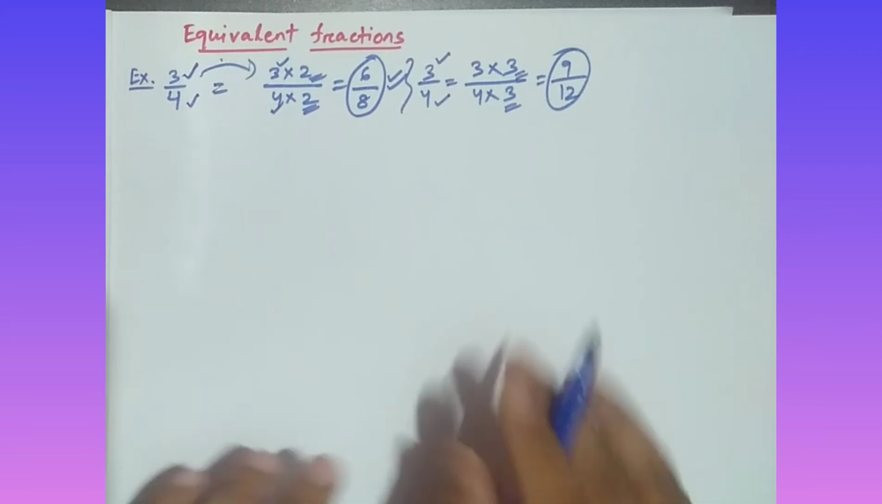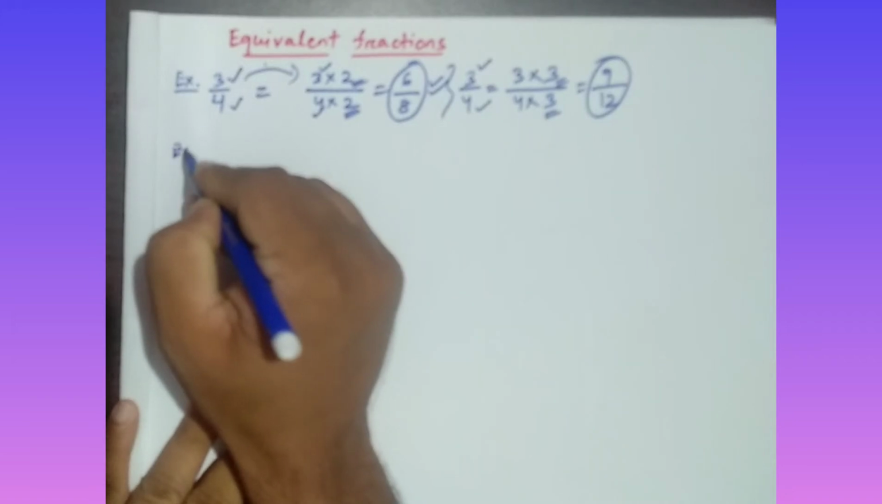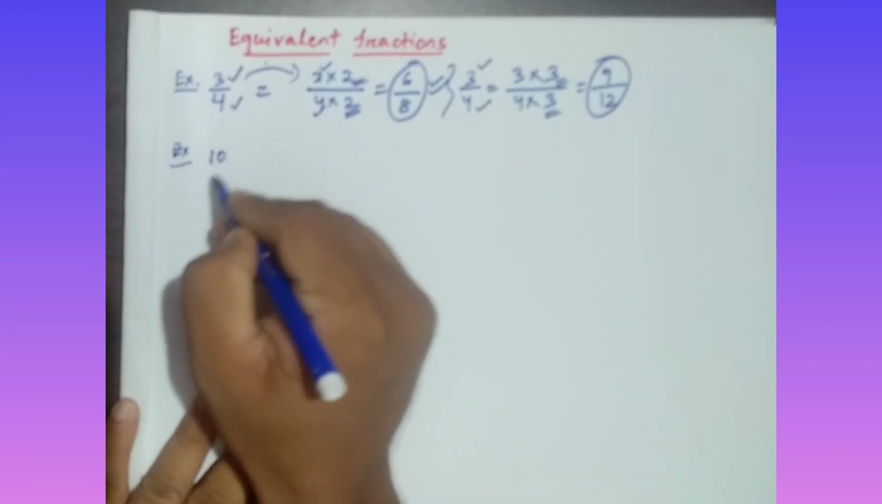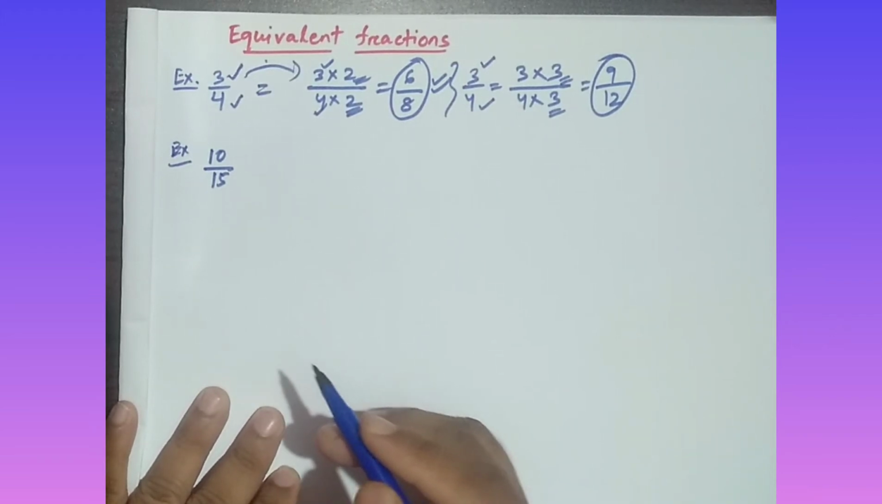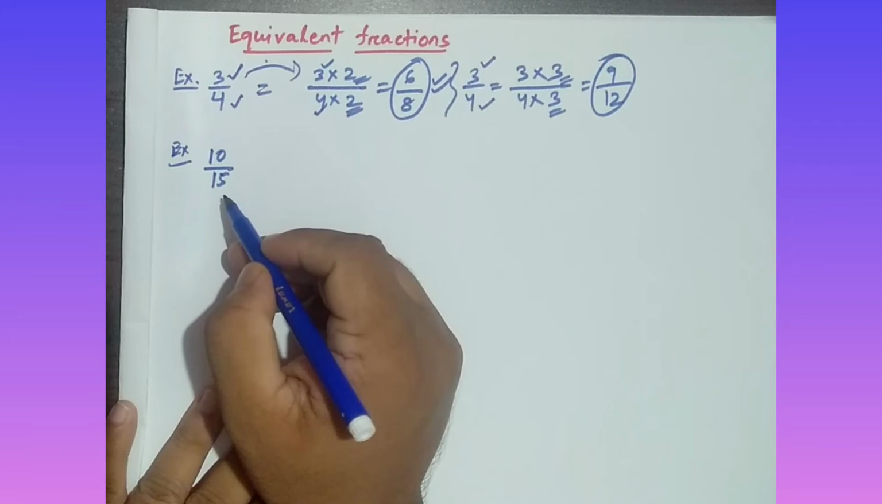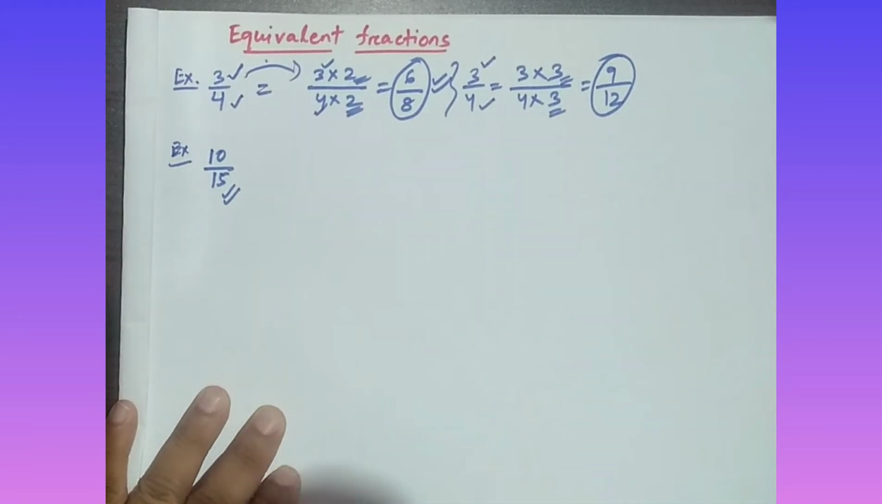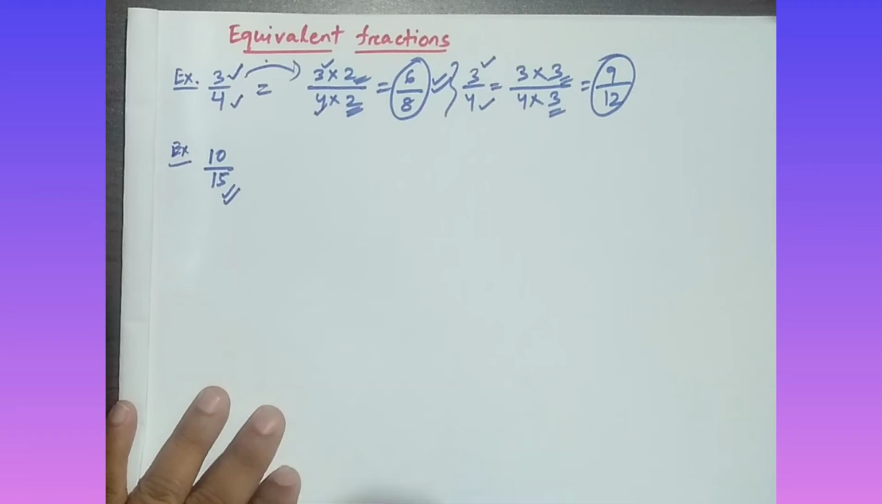Okay, so like this. Another example, let me write one more example. Let 10 by 15. Now look here, 10 by 15. Okay, this is the fraction given to you. The question is asking you to find the equivalent fraction of this fraction. Okay, how can you find it? What I told you, either you have to multiply or divide the numerator as well as the denominator with the same number.